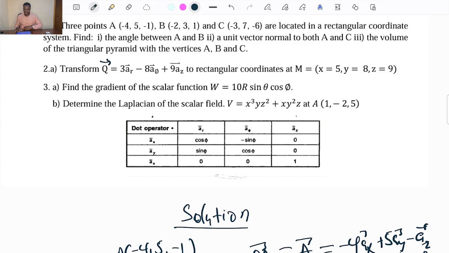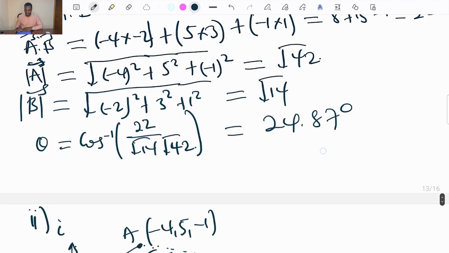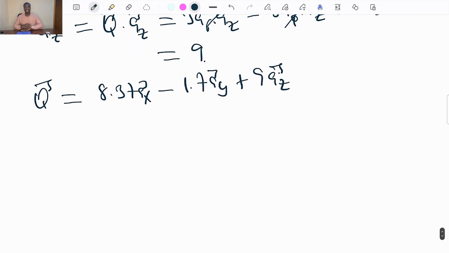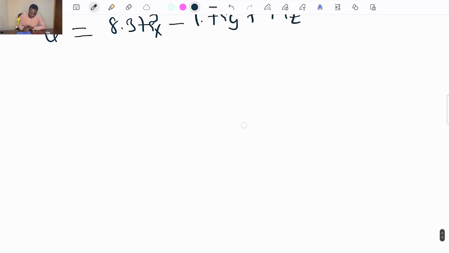So when it comes to calculating the gradient of a given function, what that simply means is that we are to apply the del operator on that function, right? So we have question 3. We know our del operator on the function, which is what? W.